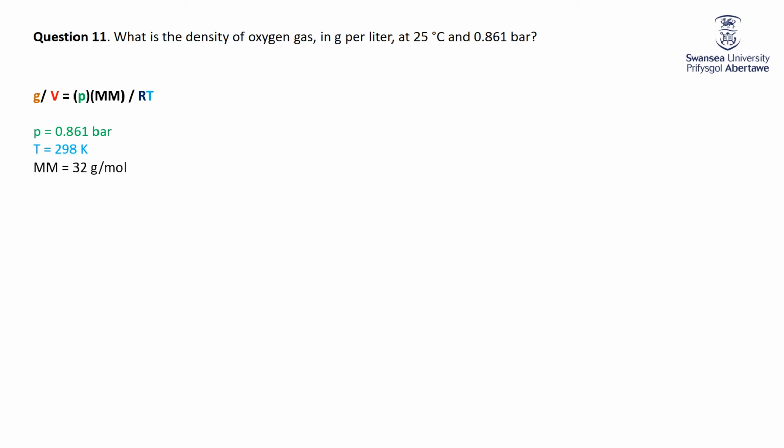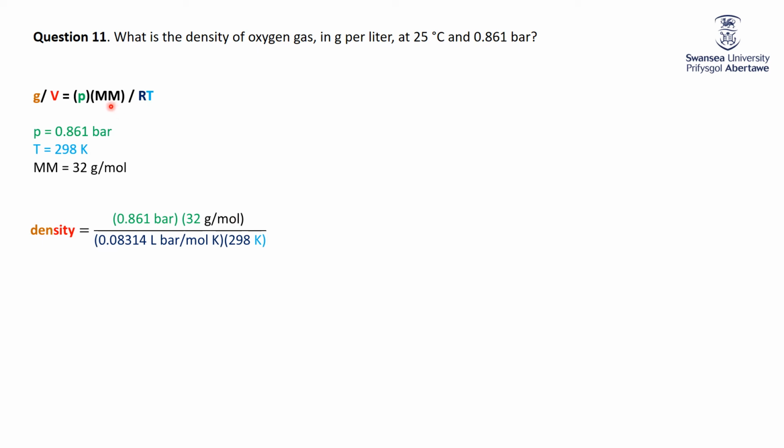Pressure 0.061 bar, temperature 298. I'm just going to automatically turn that now. Molar mass of oxygen is 32 grams per mole. Pop everything in here. So the density, grams over volume. There's the pressure in bar, 32 grams per mole. No choice about that for the molar mass.